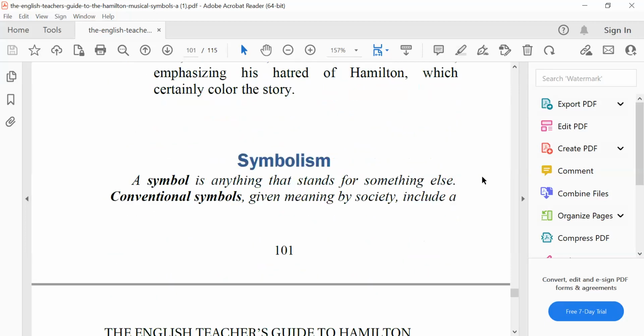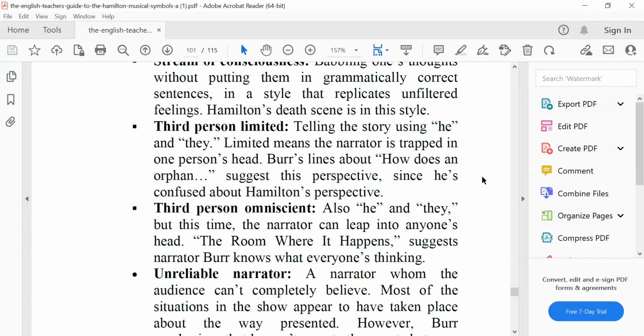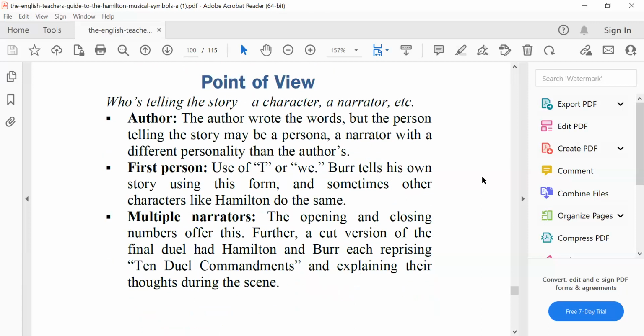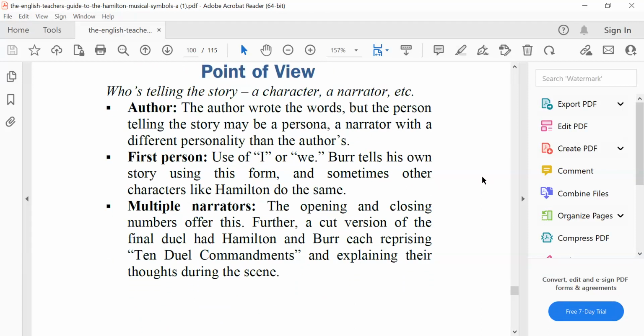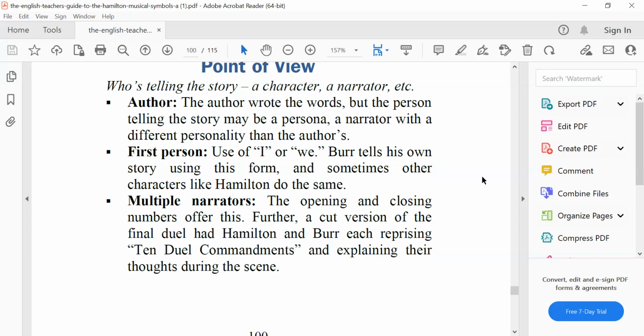All right. Well, point of view, I think I will summarize the main ones by saying the first person is I or we. Second person is you, which is unusual. Third person is he or she. The author may not be the same person as the narrator. In this case, the author is Miranda and the narrator is Burr, right? And they have different opinions about what's going on.